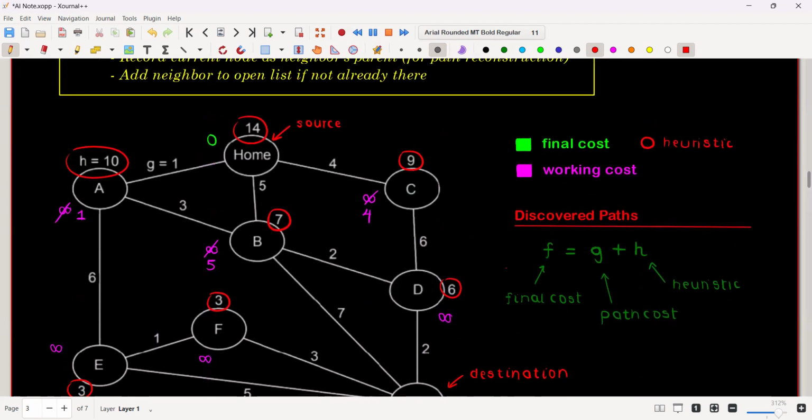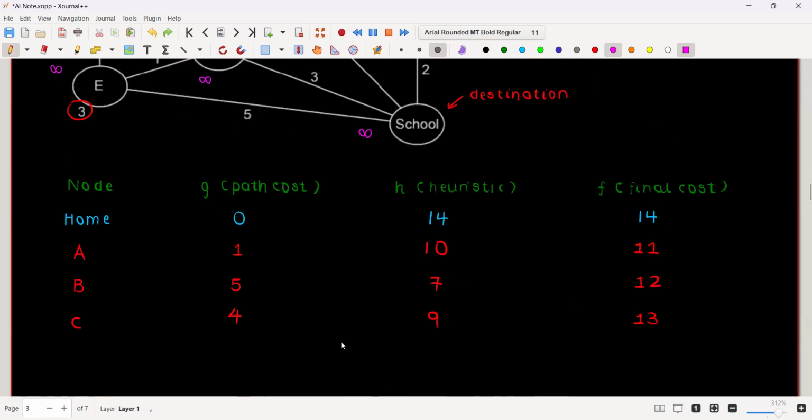So keep in mind, I keep annotating on the diagram the usual working cost, just like Dijkstra, and also the final cost, just like Dijkstra. But down in the table, I note down the final cost, including the heuristic. Now, you may be wondering why we do this.